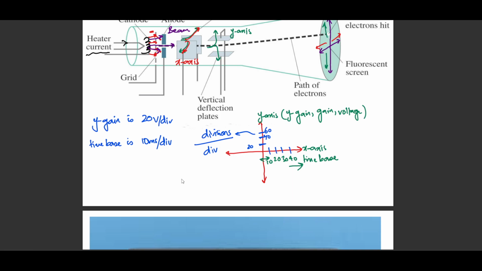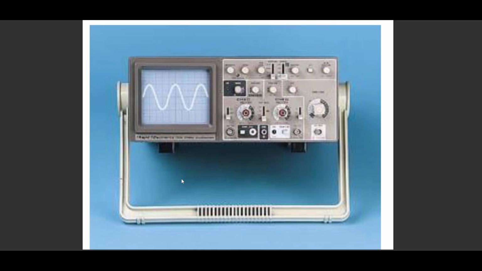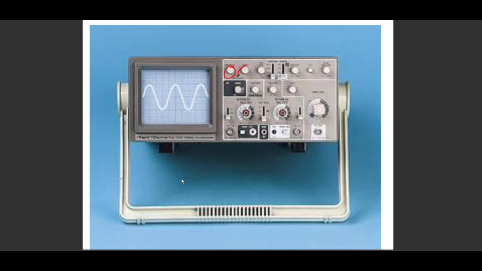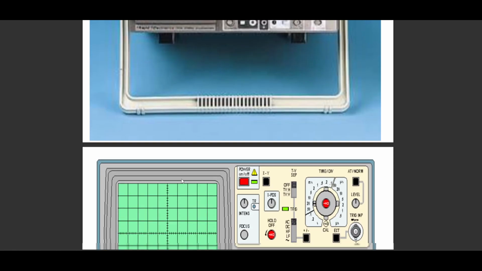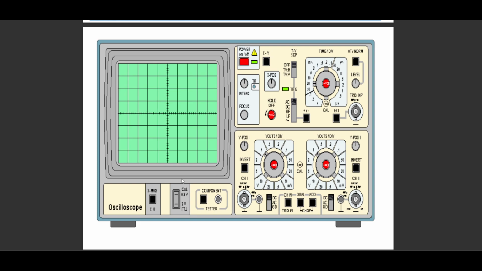Now let's go towards the actual diagram of the CRO. This is what the CRO looks like generally, and this is the graph space of the CRO where you see the graph. Here we have a few settings which we can control, and they control how the graph actually behaves on the screen. We will go to that later. And this is one of the visuals of CRO as well.